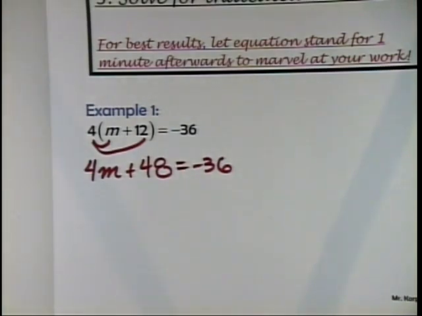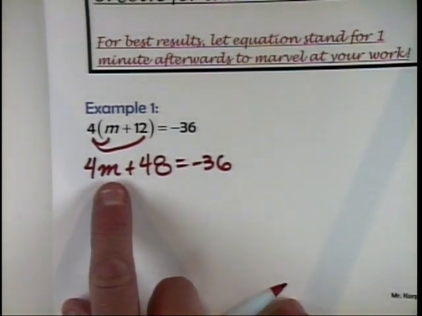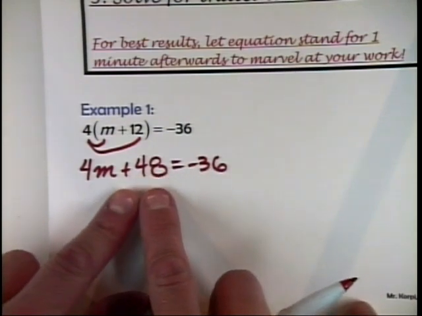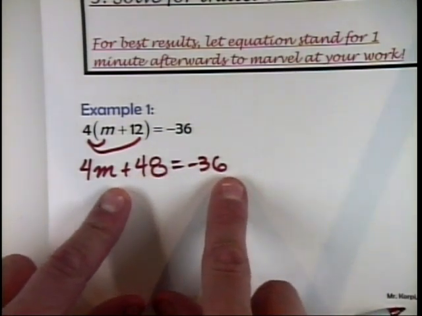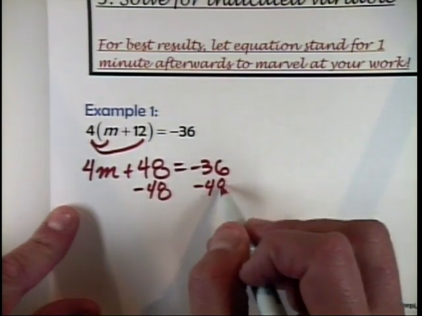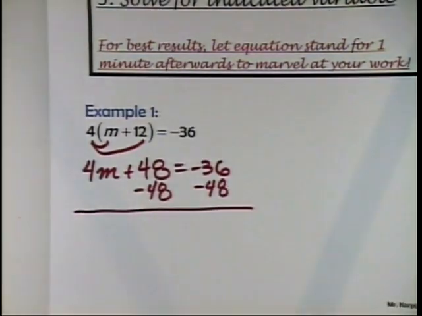All right, we've expanded it out. I've got one variable term here, and I've got 2 constants. So I'm going to subtract 48 from both sides. Okay, subtract 48 from the left. I've got to subtract 48 from the right. Now, that's the actual process of what we're doing there.